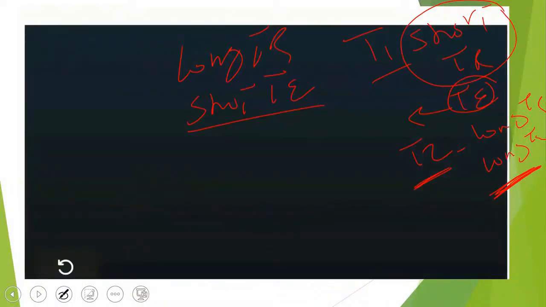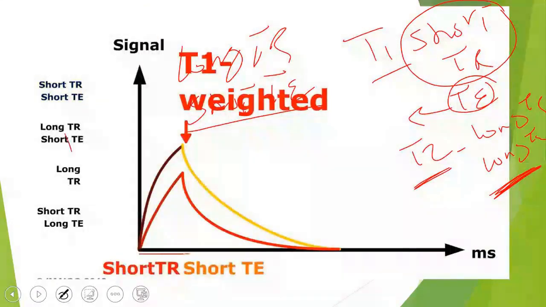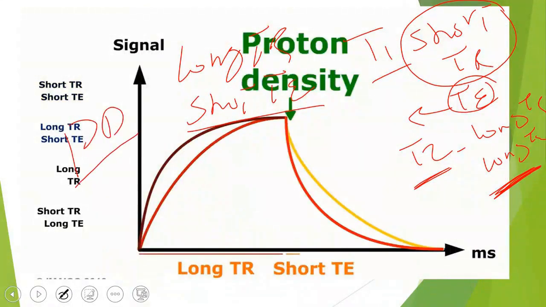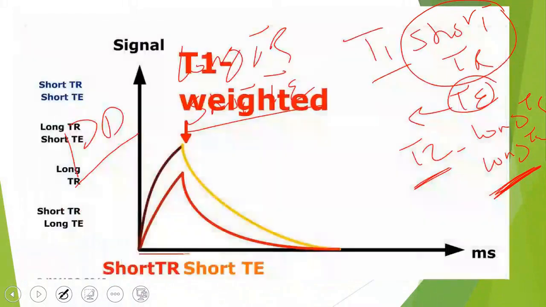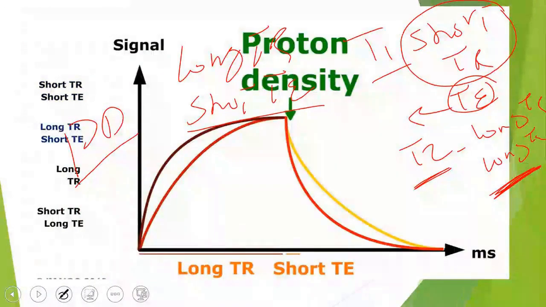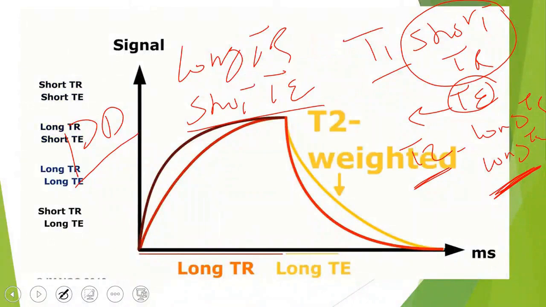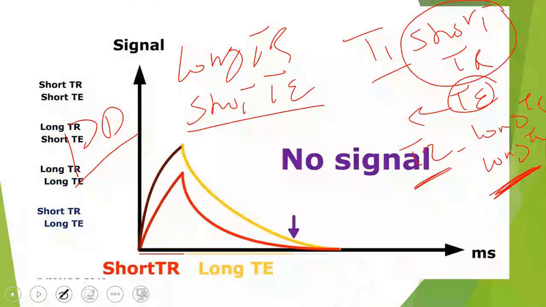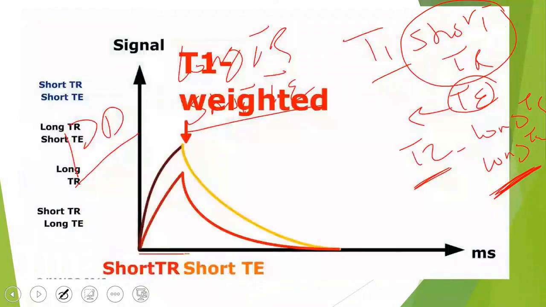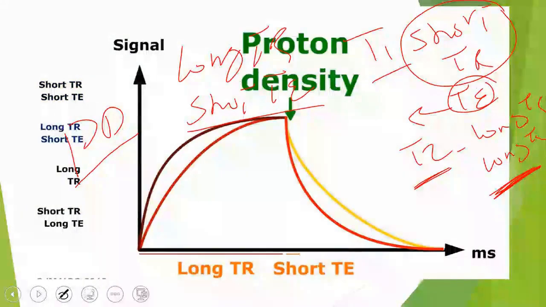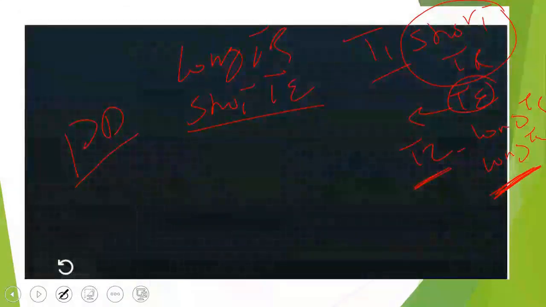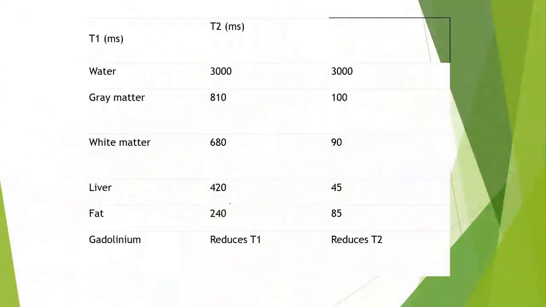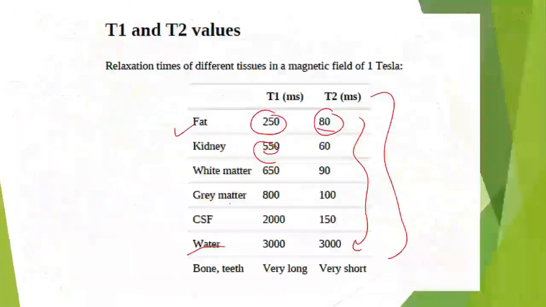So I have sequences like the spin echo sequence: the T1 sequence, the T2 sequence, and the proton density sequence. These three depend heavily on the values of TR and TE, and all involve a 90-degree pulse and a 180-degree refocusing pulse.